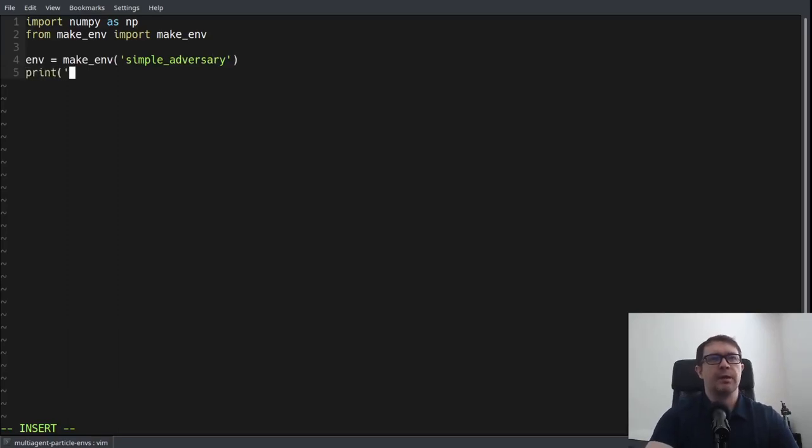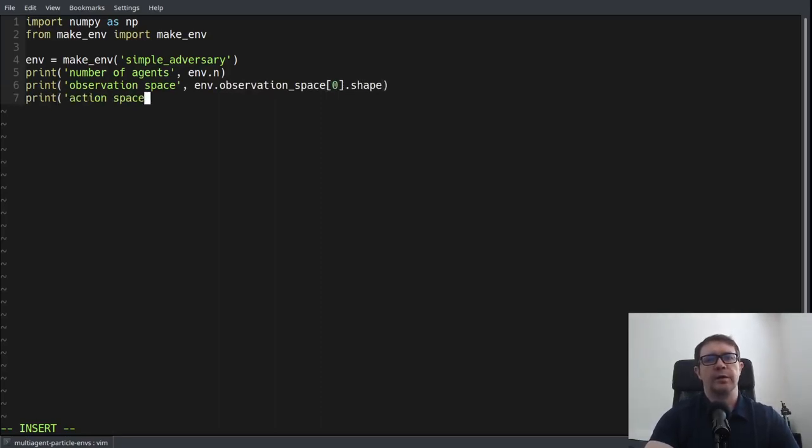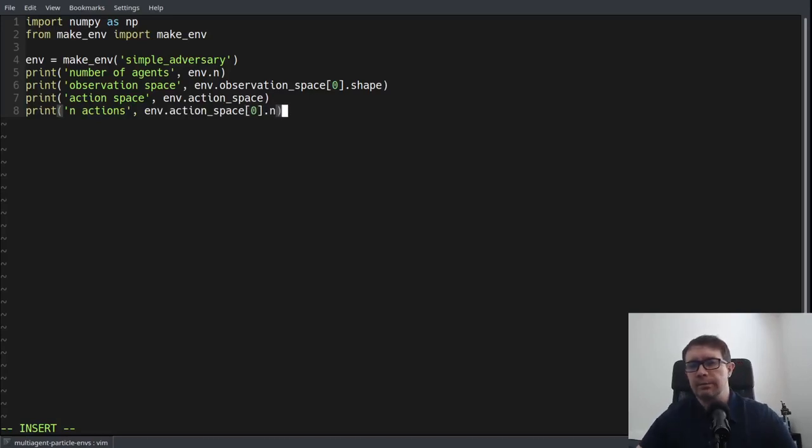Then we want to say how many agents we have. Number of agents, env.n is the variable for that. Print observation space, env.observation_space[0].shape. And we want to know what our action space is, env.action_space, and print number of actions, env.action_space[0].n. So there the indexing has to do with the agent, I believe, which agent we want.